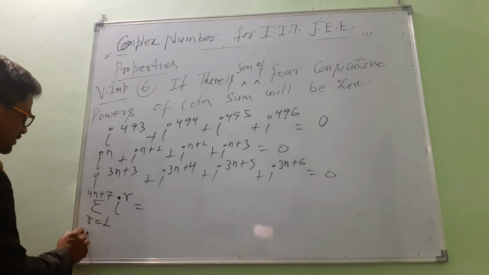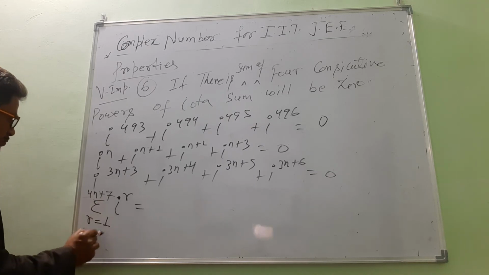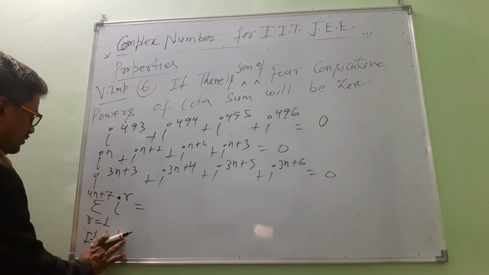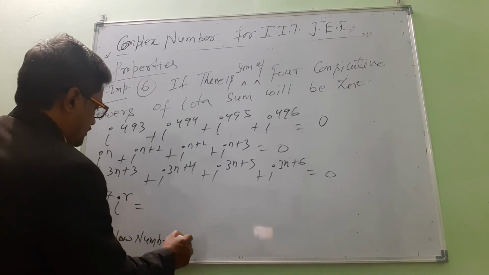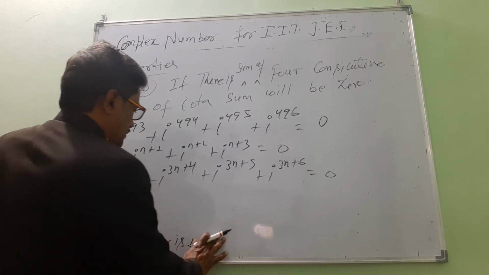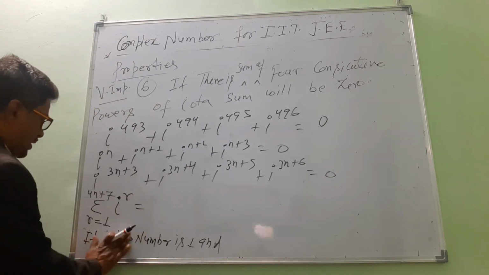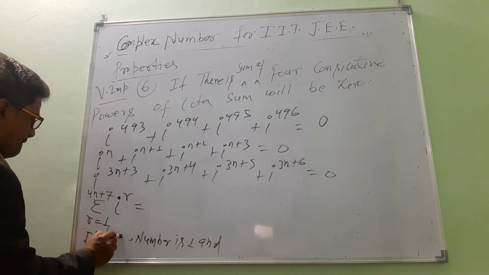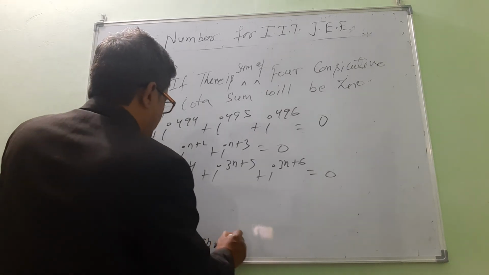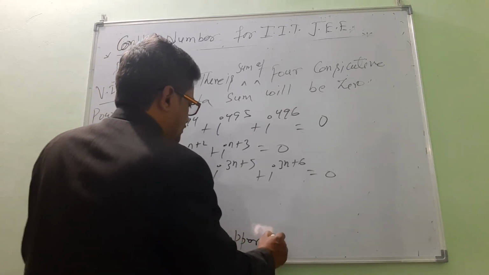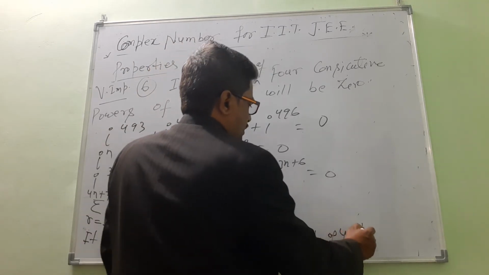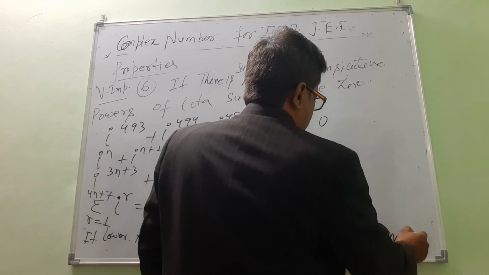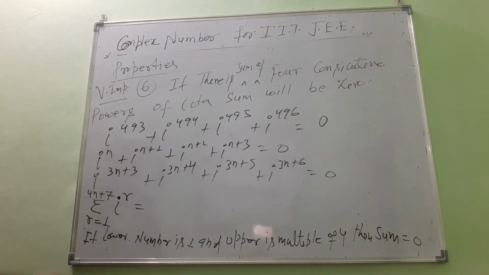You should note down: if the lower number is 1 and the upper is a multiple of 4, then sum equal to 0. This is a very important property. So how we will use this property in our question?